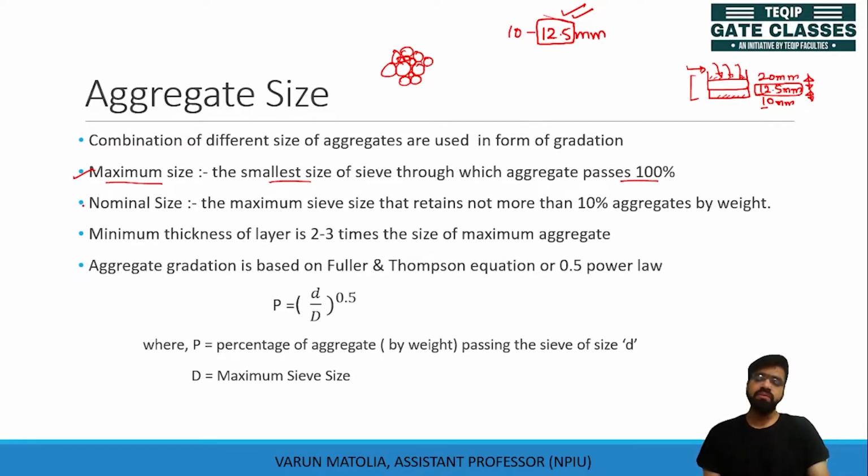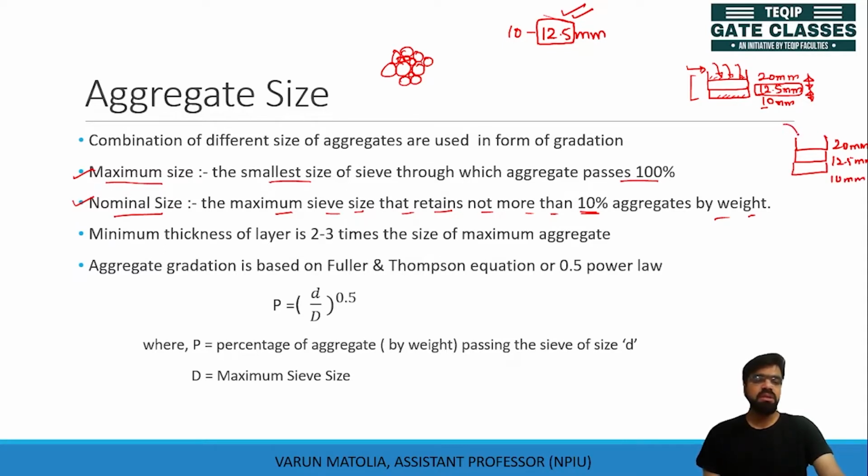Another definition which is usually seen is nominal size. Nominal size means the maximum sieve size that retains not more than 10% aggregate by weight. What is maximum sieve size? If we have this arrangement, again let us see 20 mm, 12.5 mm and 10 mm.